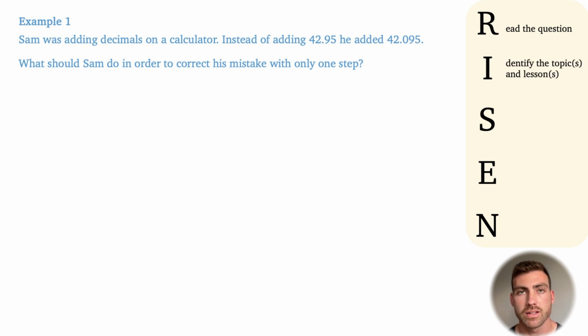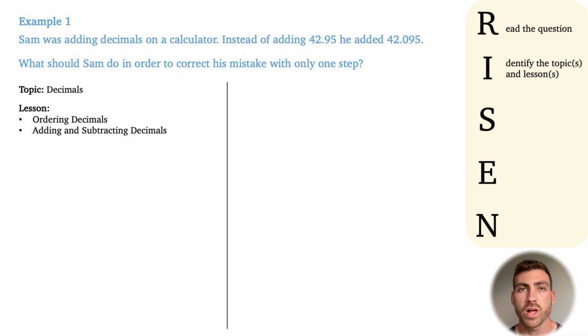The next I, the second step, is to identify the maths topics and lesson that may be needed to solve the question. This helps you recall any key facts or procedures that could be used to help solve the question. This is from the decimals topic, using the skills from the lesson ordering decimals and adding and subtracting decimals. If it is not clear which topic and lesson is needed for this question, move on to the next step because it may reveal itself later.